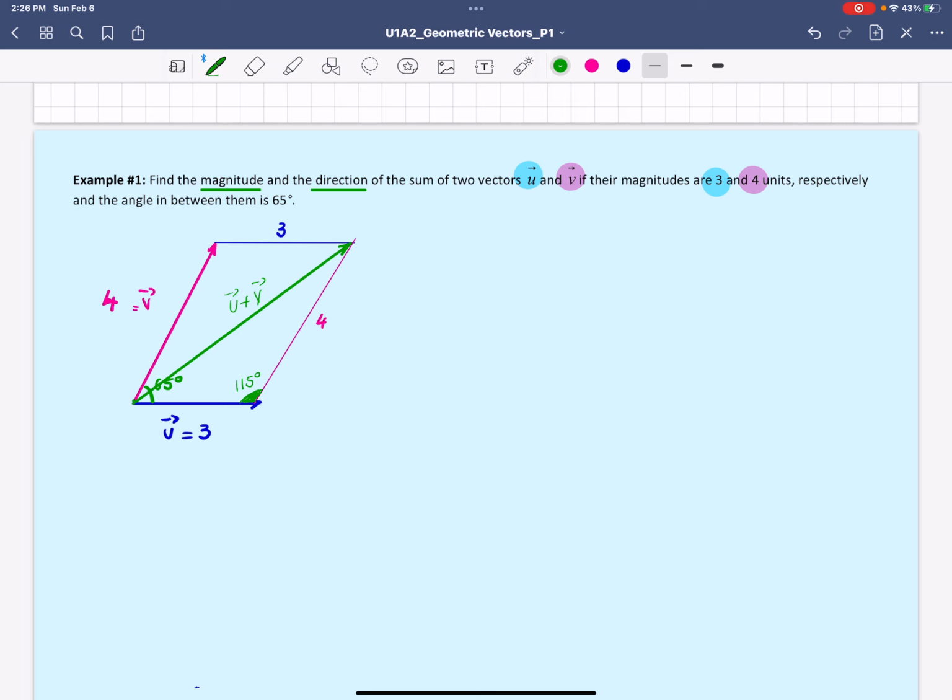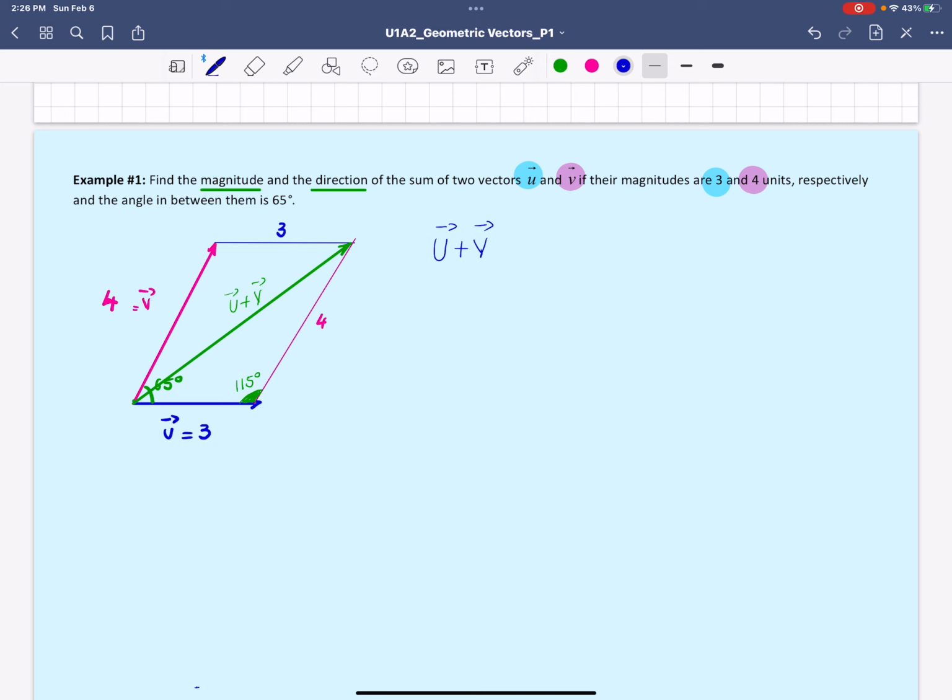And next I have to think, what formula can help me find u plus v? Well, that depends on what I'm given. And what I'm given is length u, length v, so these two sides. I know these two, this angle, the angle between u and v, and that makes me think of cosine law. So cosine law will be this side in here squared, which means the magnitude of u plus v.